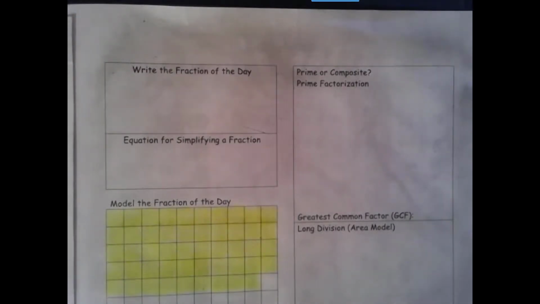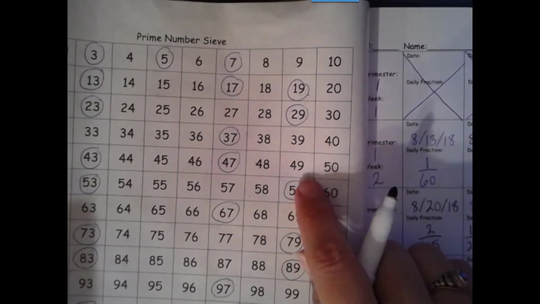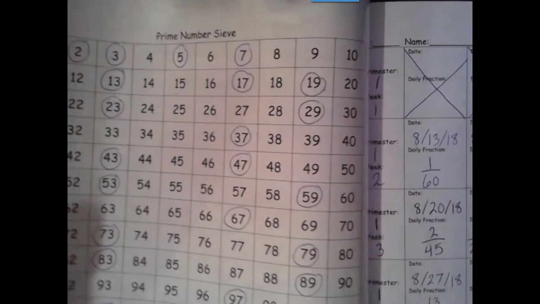All right, let's get down our beginning fraction. We have a total of 180 school days. We are on day 49. Okay, now we need to figure out if 49 is prime or composite. Well, it's not even, so let's check. 49 is not circled because it is composite.